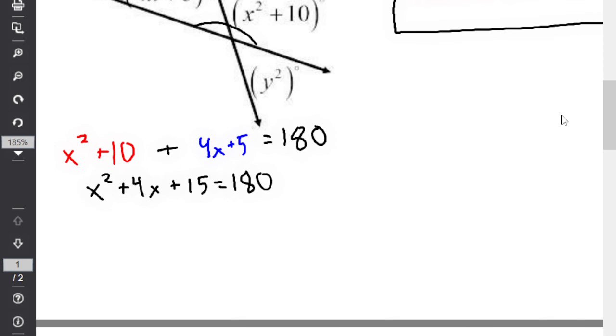And then remember that we need to set it equal to 0 first, because otherwise the factoring is not going to work. So we've got to set it equal to 0 next, and then factor and solve. And I will show the answer to that tomorrow.